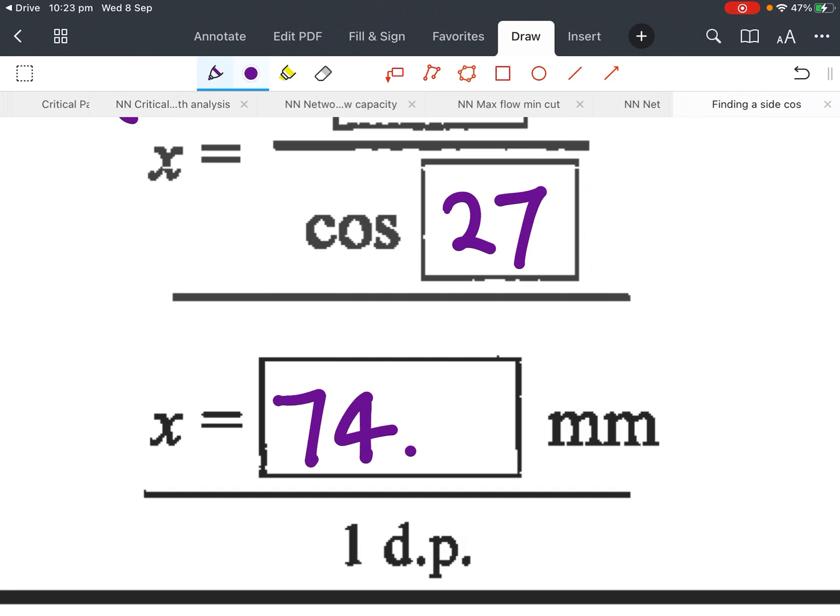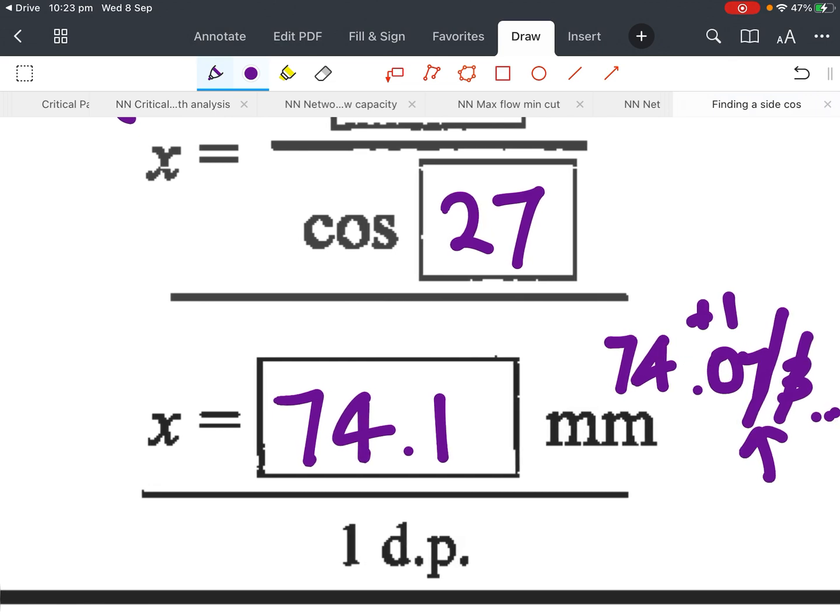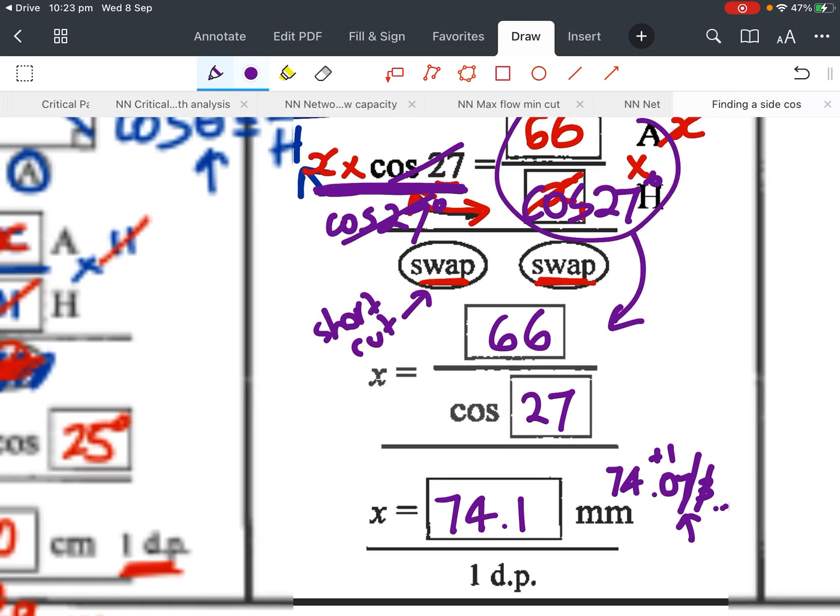74.0735. Now the 07 is telling me the second digit is a 7, so that means I must round the 0 up, so it looks like this. 073. So I'm going to get rid of these two, but the 7, that's 5 or more, isn't it? So that means I have to add 1 to the 0. So that gives me 74.1. So this is the second method.